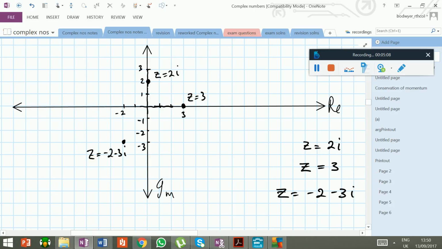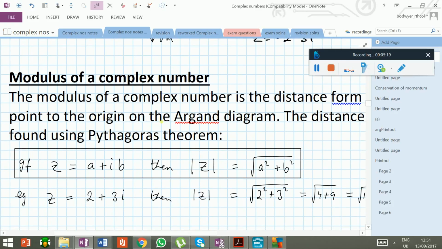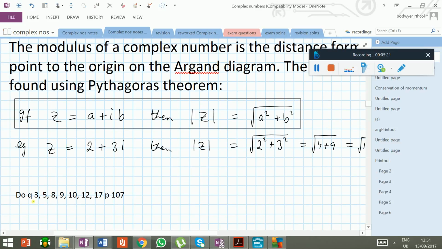Okay, so hopefully that's enough to get going on exercise 3.4. Just do my list of questions here that I want you to do: questions 3, 5, 8, 9, 10, 12 and 17, and they're on page 107.